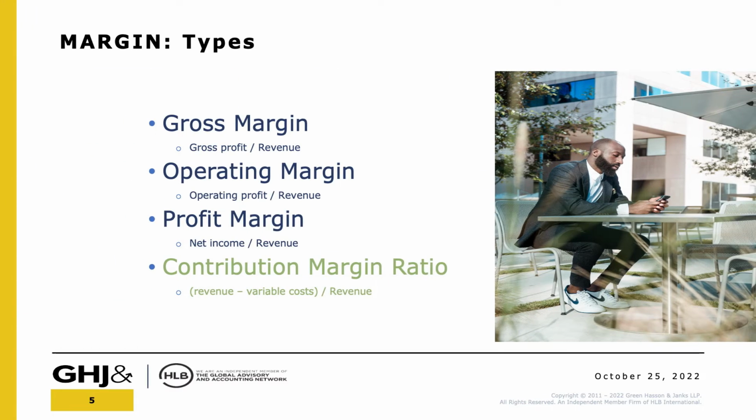Now, when we talk about margin, we are looking at these terms divided by our total revenue. So gross margin is our gross profit divided by our total revenue. Operating margin is our operating profit divided by our total revenue. Profit margin is our net income divided by total revenue. I hope you guys are understanding the pattern here. Contribution margin ratio is just our contribution margin divided by our total revenue.